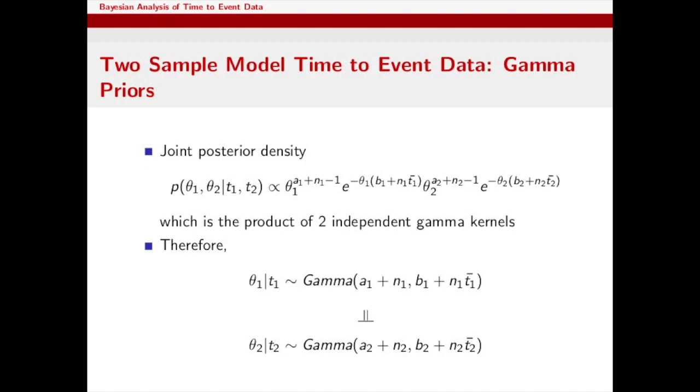Let's look at it. So do you notice anything from the form of the equation at the top? That's right, it looks like two gamma kernels. Because of this, it's easier to talk about the joint density in terms of the two single samples.